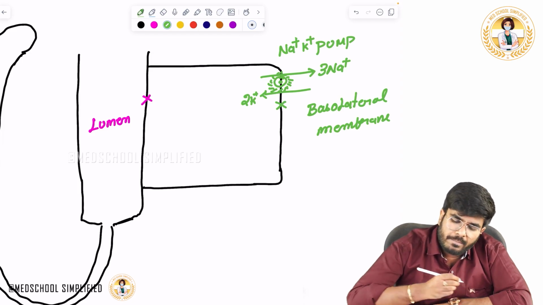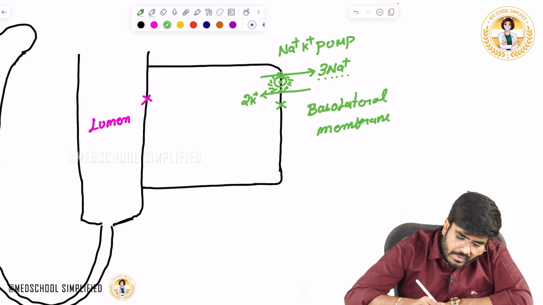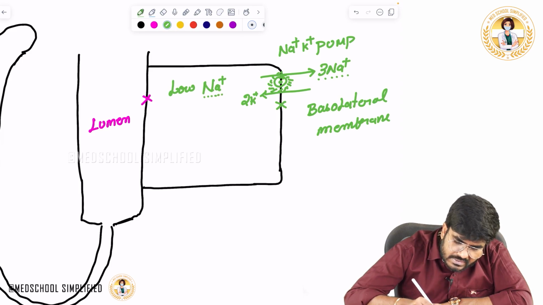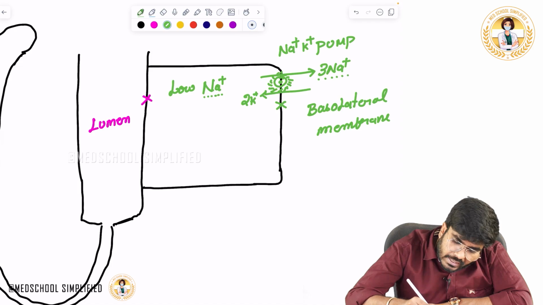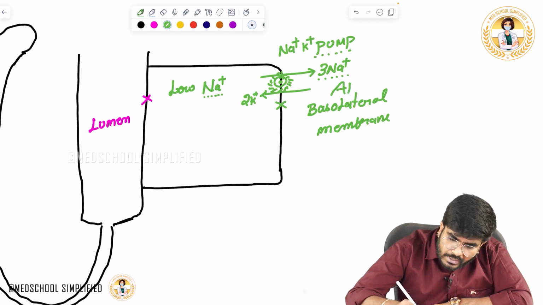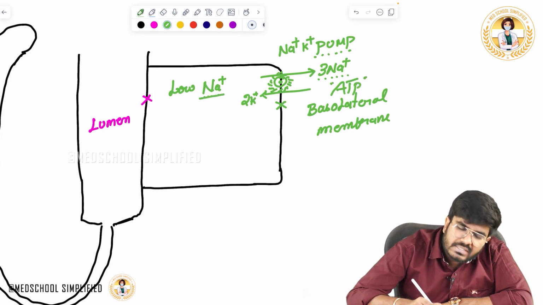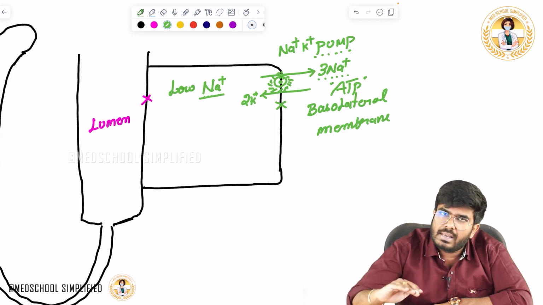Because of this pump, 3 sodium ions are continuously going out. So what happens to the intracellular levels of sodium? It decreases. So low sodium is present inside the cell. Inside the cell, the sodium levels are less. By using energy, here ATP is involved. This is the sodium potassium pump. By using energy, the sodium levels inside the cell are kept less.